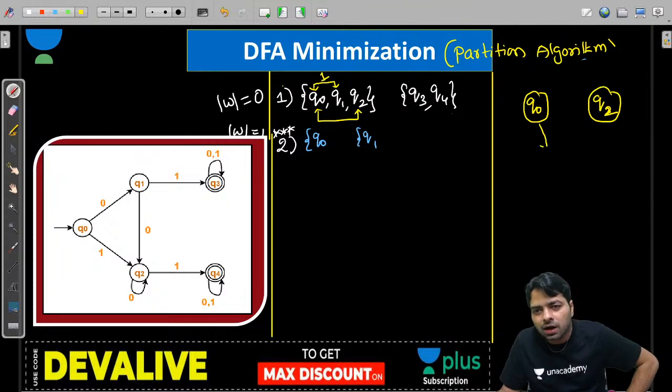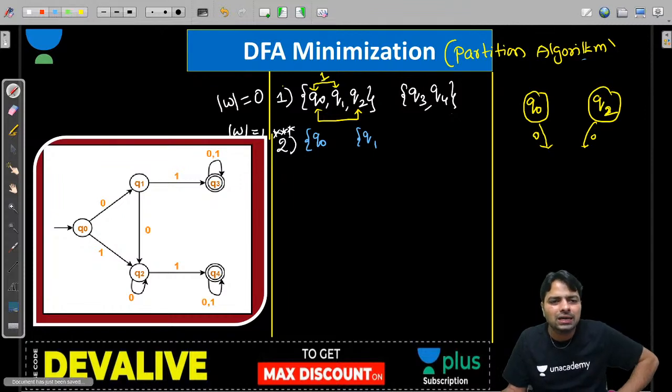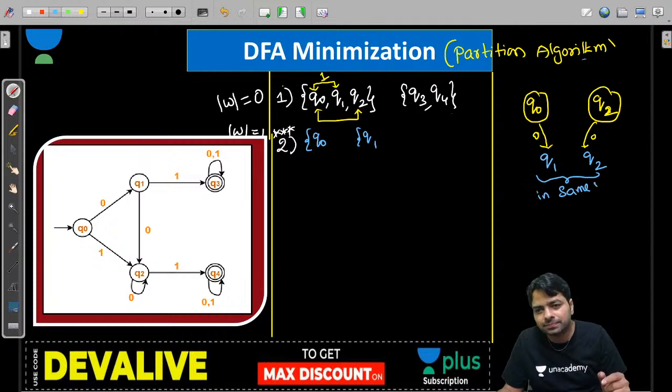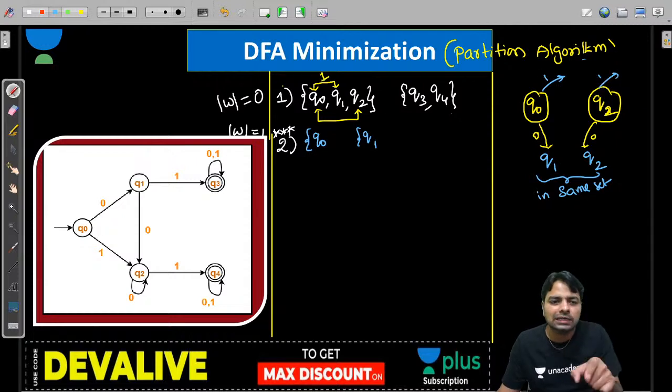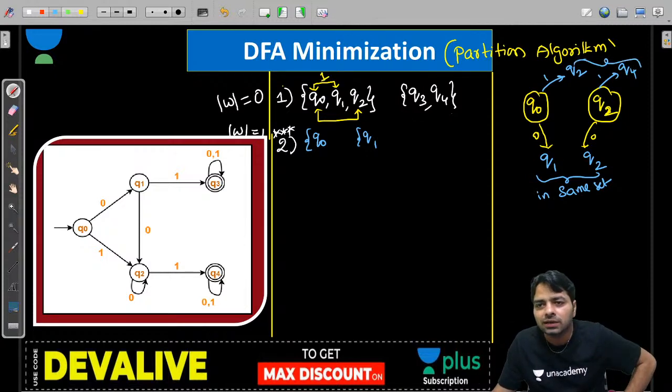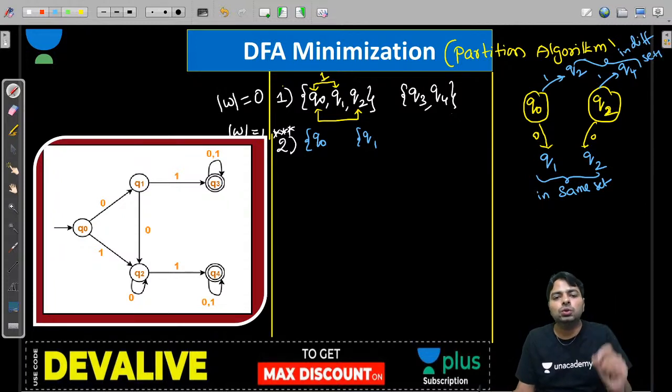Now again on 0 find out. Q0 on 0 is Q1 and Q2 on 0 is Q2. Oh, on 0, both are in the same set. Look at step 1. Okay, in same set. And on 1 you have to verify. Q0 on 1 is Q2 and Q2 on 1 goes to Q4. Oh my god. Q2, Q4 are in different sets. So now Q0, Q2 separated. So Q0 I am closing and Q2 separated.